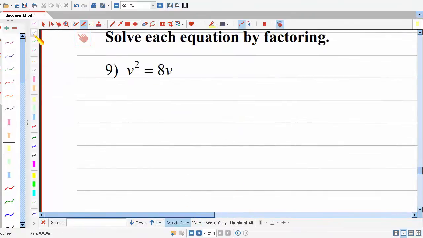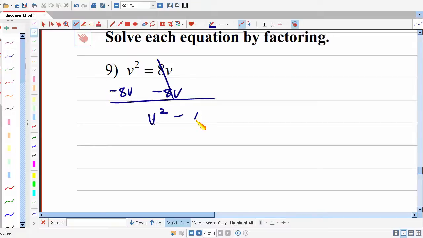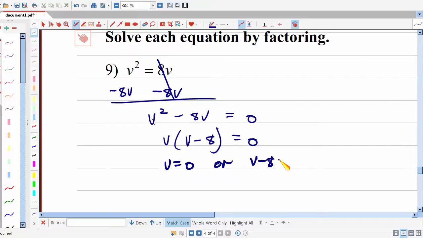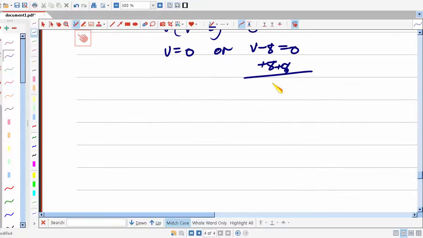Okay, solve by factoring. So I want to move all terms to the left side of the equal sign. I get v squared minus 8v equals 0. So I'm going to factor out v. So I get v equals 0, or so v equals 0 or v equals 8.